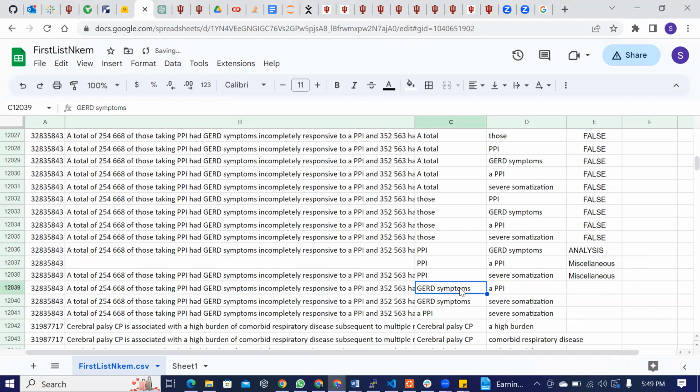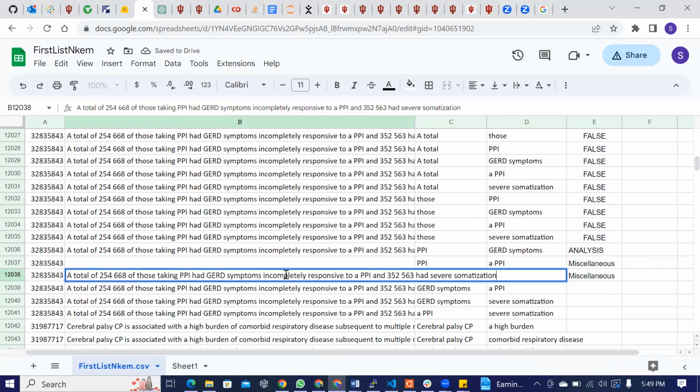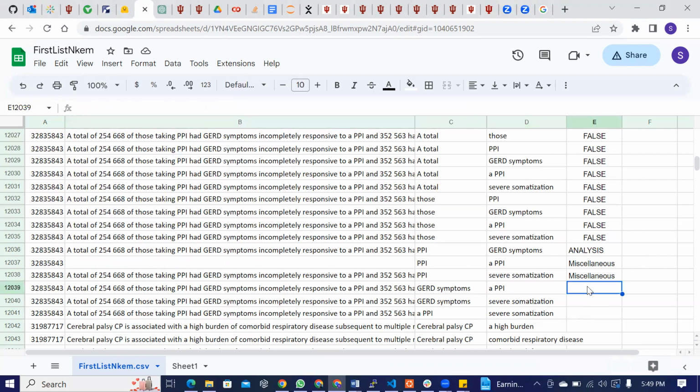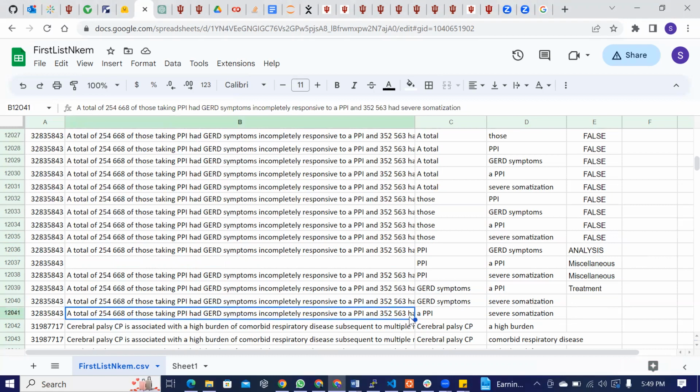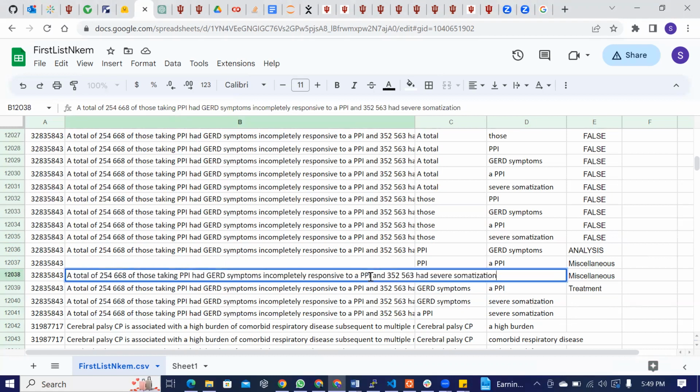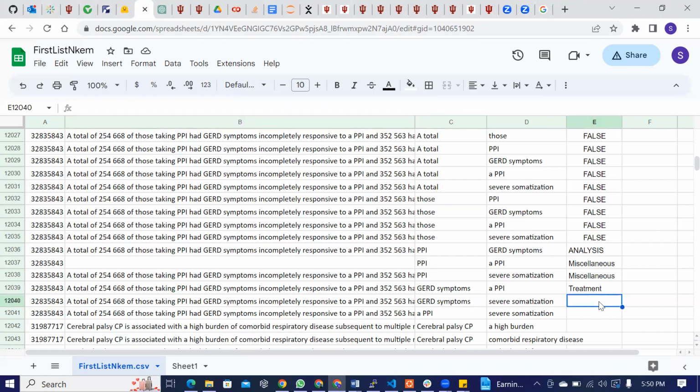Now the next one is GRD symptoms and a PPI. So they were not responsive to treatment. Since they were not responsive, that means there were treatments, but they were not responsive to it. So please put treatment there. Whether it was responsive or not responsive, you understand? Now GRD symptoms and severe somatization. Okay, so yeah, so you want to remove this too.